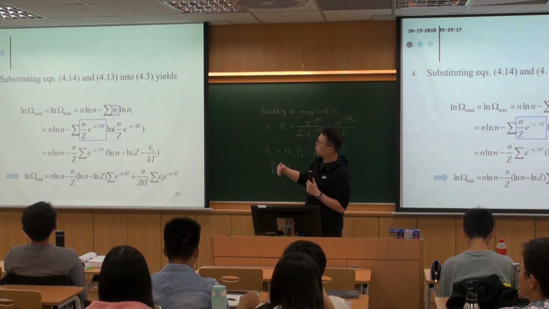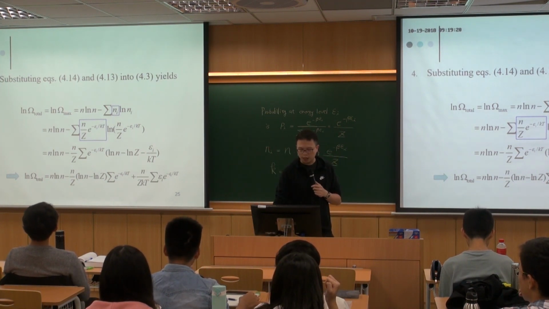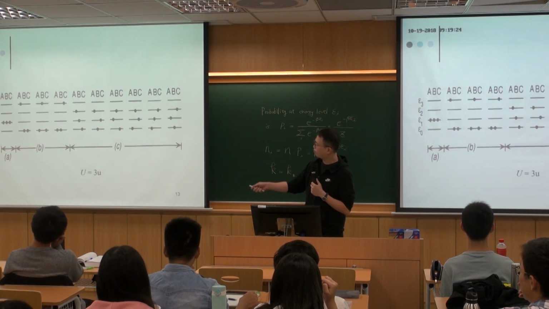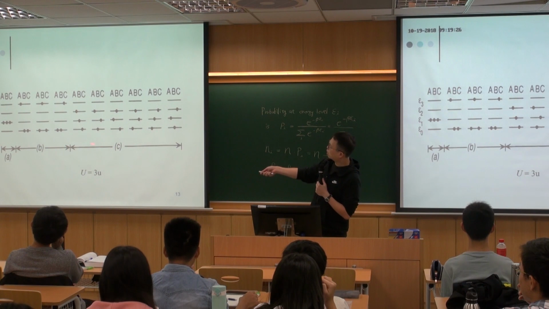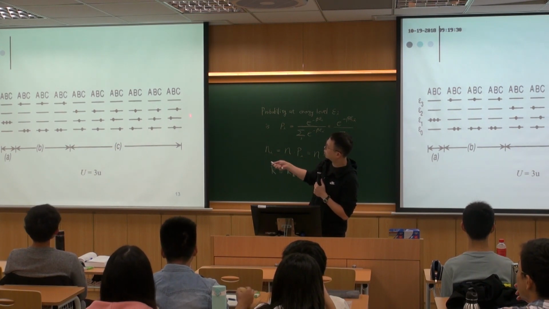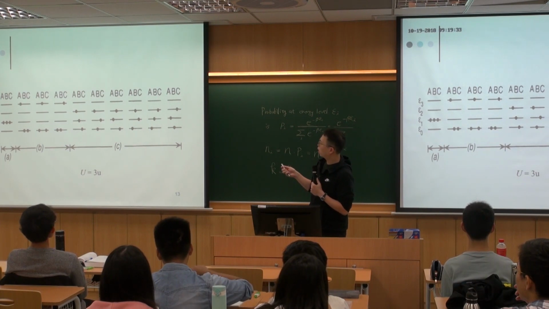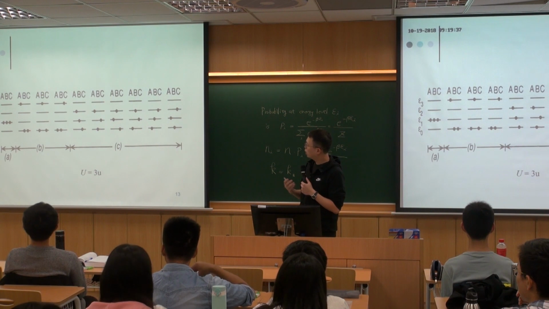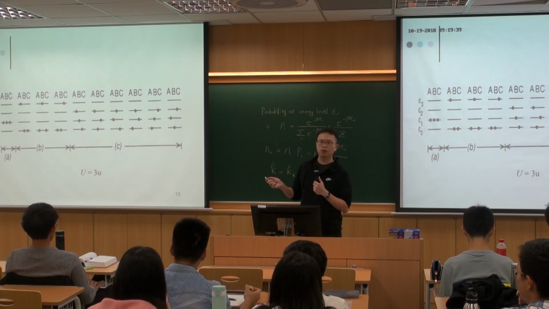So remember that when we mentioned the possibilities of configurations last time, I mentioned that there are all kinds of configurations, but there's always one configuration that's the most probable one. And when you increase the size of your system, like increasing the number of particles, this contribution will become larger and larger.